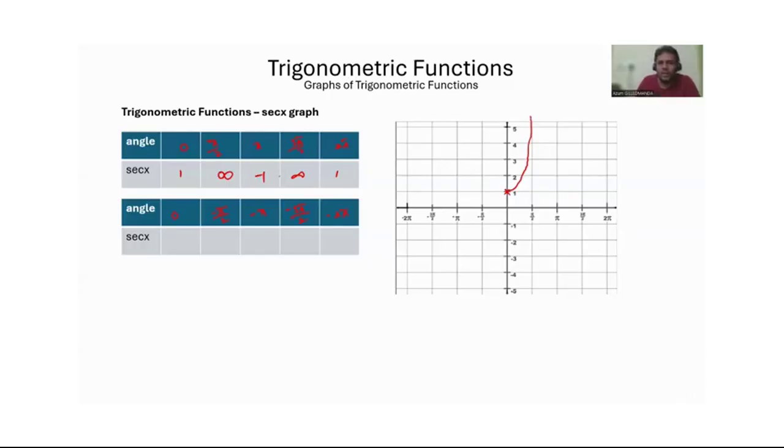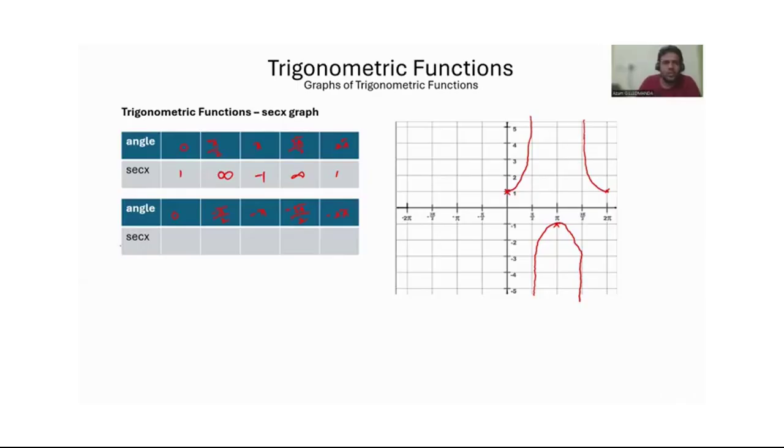Okay. And then at pi, between pi by 2 and pi, what is happening? At pi by 2, it is infinity. And at pi, it is minus 1. And then at 3 pi by 2, again it is infinity. That means I can draw something like this. It's an inverted U. Okay. And again, what is happening between 3 pi by 2 and 2 pi? 3 pi by 2 is infinity and 2 pi is 1. So that means this is again like the same as the cosec x.